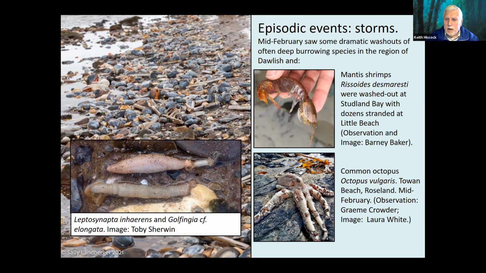So here we are at Towan Beach on the Roseland Peninsula in the Fal in mid-February again. And we'd seen a lot of common octopus in 2018 and 2019, with a dead one being washed up in February 2020. What you need to do is your homework, because people will say common octopus, Mediterranean octopus. Well, that's climate change, isn't it? That's them coming into our country where they never used to be.